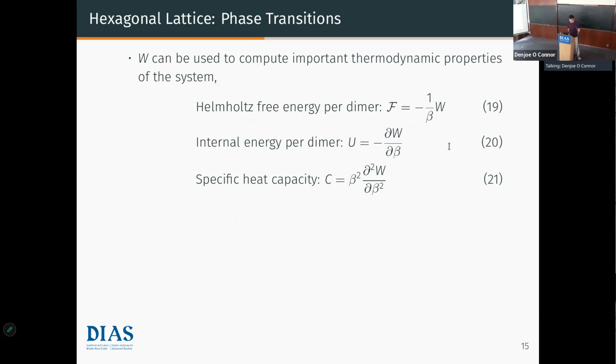So once we have W, we can go ahead and compute our usual thermodynamic properties of the system. So Helmholtz free energy per dimer is simply minus 1 over beta times W. The internal energy per dimer is minus the derivative with respect to beta, and the specific heat capacity is the second derivative with respect to beta multiplied by beta squared.